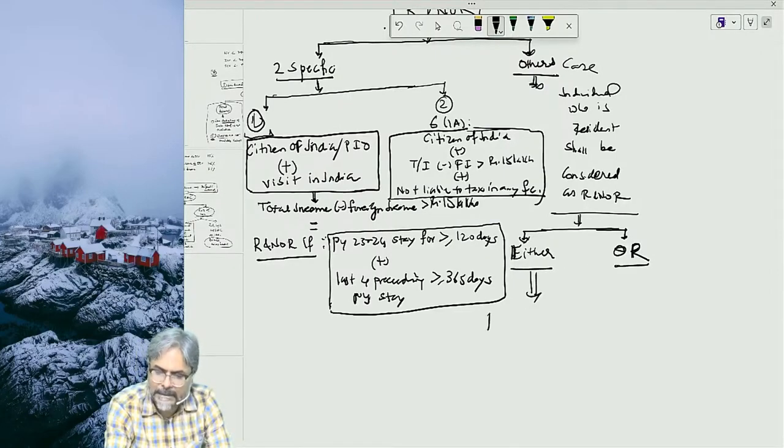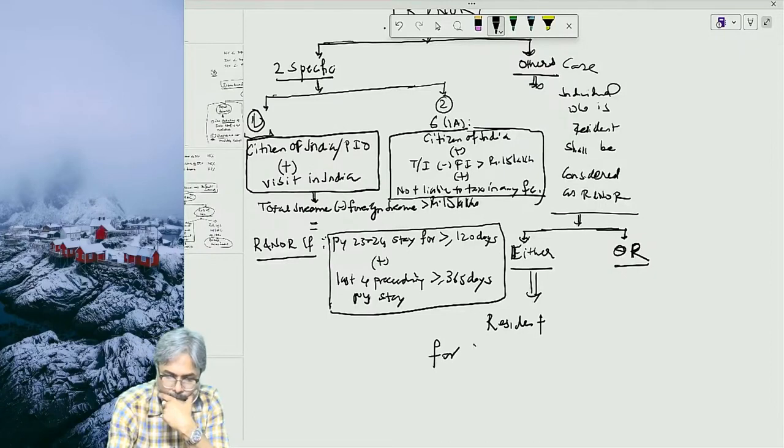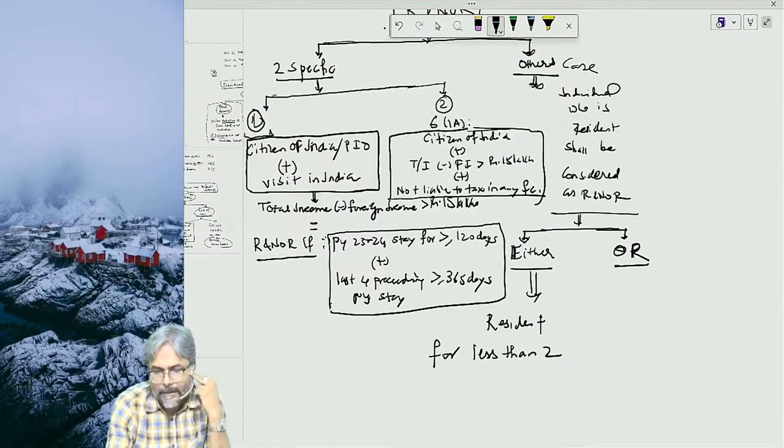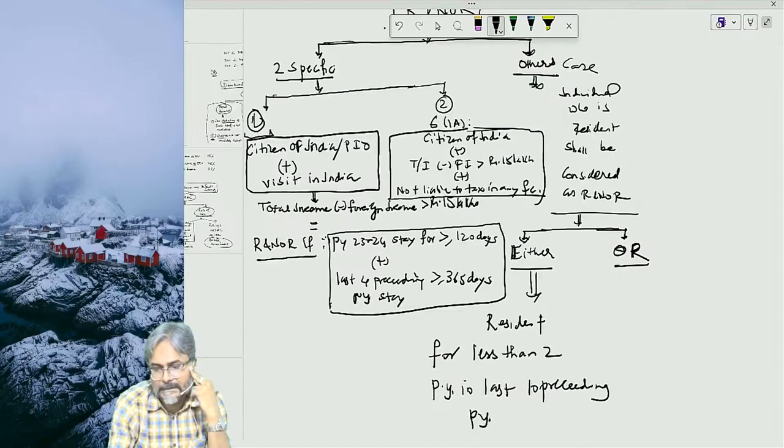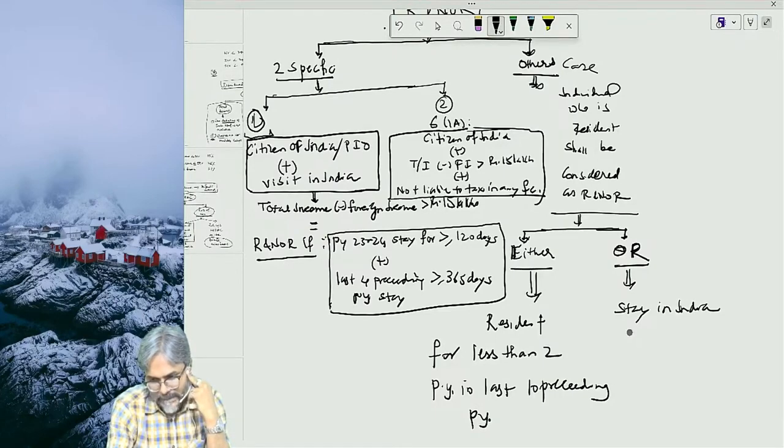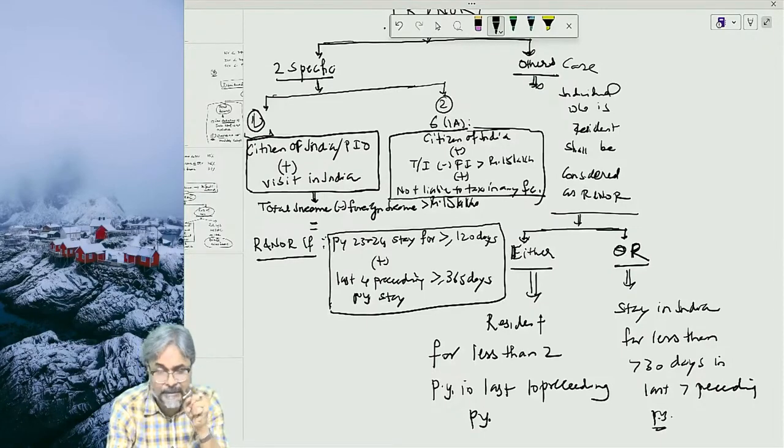In this case, resident for less than 2 previous years in the last 10 preceding previous years, or stay in India for less than 730 days in the last 7 preceding previous years. Now I'm telling you why I have made you write this.